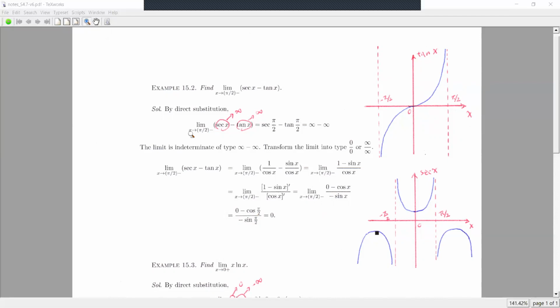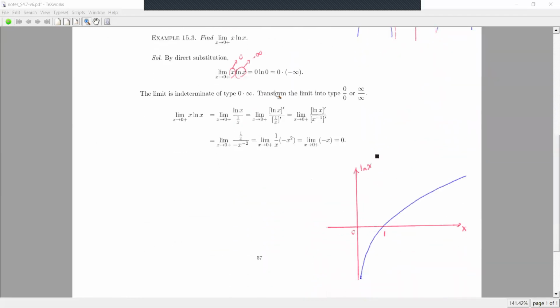From here, x approaches pi over 2 from the left side. Secant approaches positive infinity. Tangent approaches positive infinity. But the difference is approaching zero. That means that these two go to positive infinity at about the same speed. So the difference approaches zero. The limit is zero.